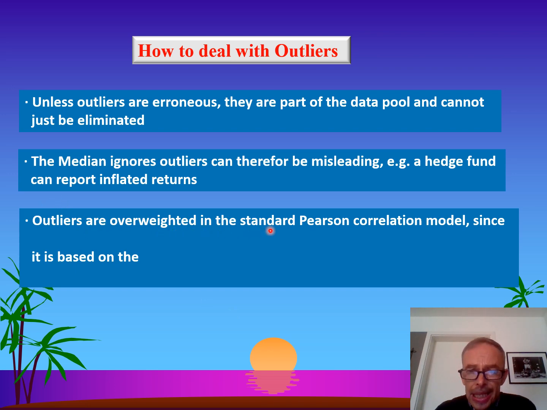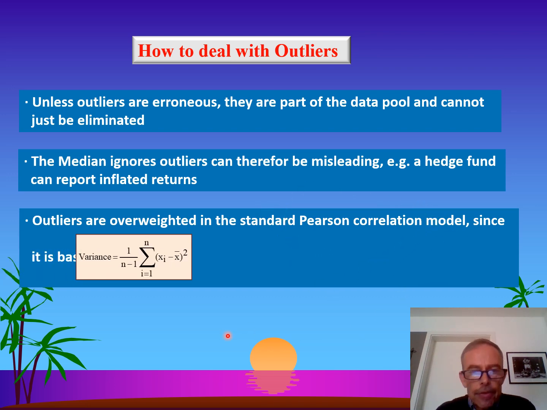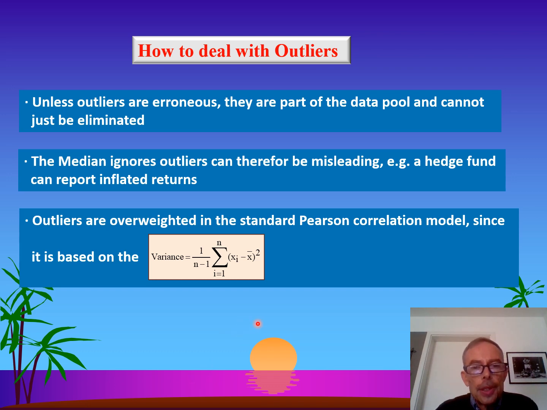Outliers are actually overweighted in the standard Pearson correlation model. That's the standard correlation model which you learn in statistics, since it is based on the variance, right? So if you have an outlier here, let's say the mean here is 0, and you have an outlier of xi might be 10, so it's 10 minus 0. And then the outlier squared is 100. So the outlier of 10 enters as a value of 100. So the variance actually overweights outliers. However, this is not a justification for just eliminating and ignoring outliers.